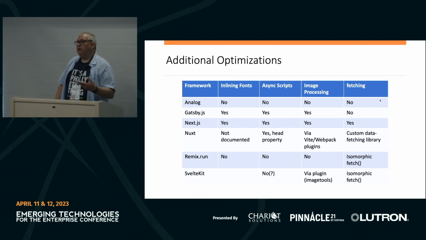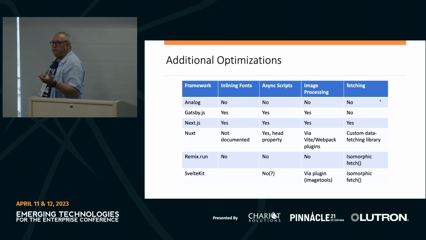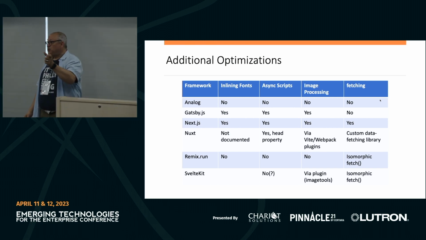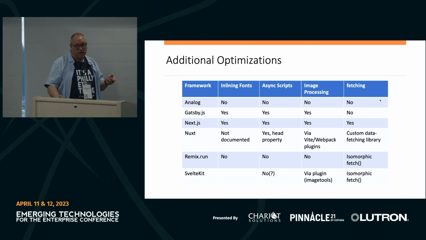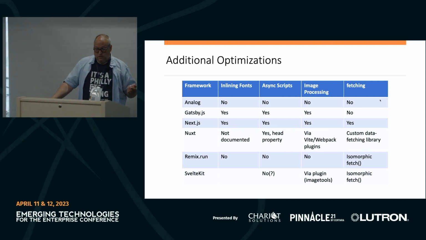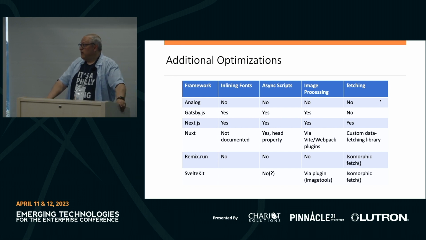And then fetching. Again, I was mentioning this universal fetch concept of having the fetch function both in the browser and on the server side. So right now, Next.js, Remix, and SvelteKit are all trying to do this with the fetch API, request, response, URL.